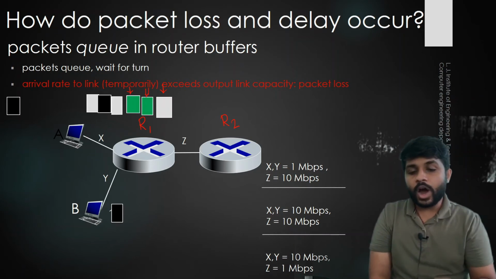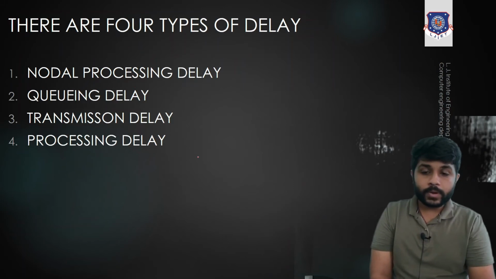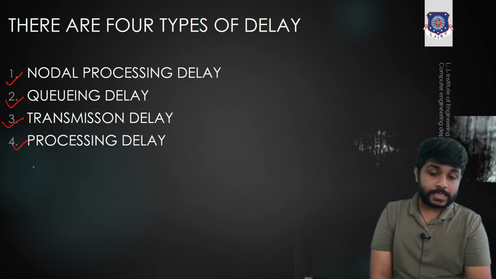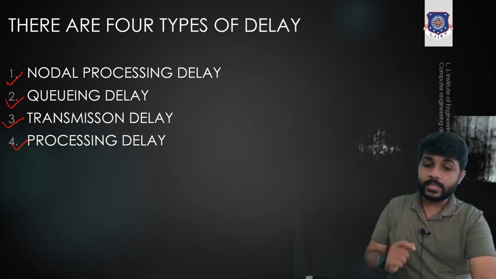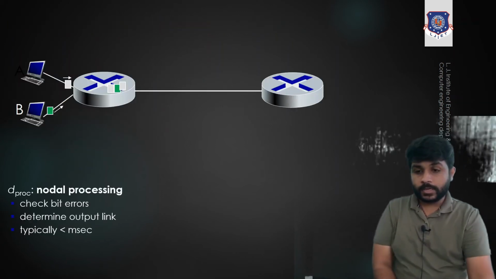Now let's see how many types of delays there are. In a computer network, there are mainly 4 types of delay: nodal processing delay, queuing delay, transmission delay, and propagation delay. Now let's see the first type of delay, that is the nodal processing delay.